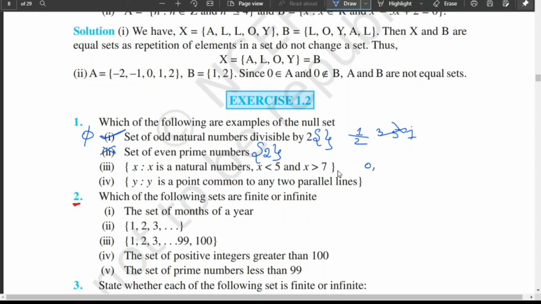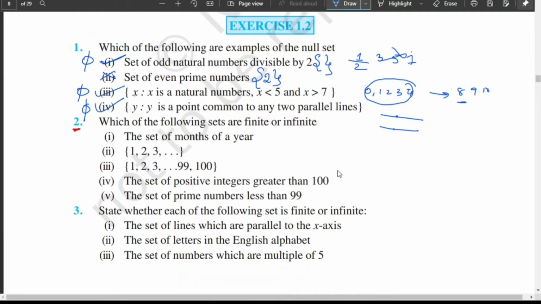x less than 5 means 1, 2, 3, 4, but greater than 7 means 8, 9, 10. Are these numbers greater than 7? Are they less than 5? No, we cannot have both. So yes, this is a null set. We don't have a number which falls in this range. Next, y is such that y is a point common to any two parallel lines. Is there any point which can be common to two parallel lines? No, there is not. So again, this also is a null set.